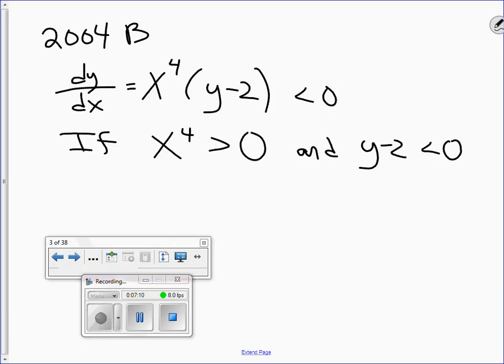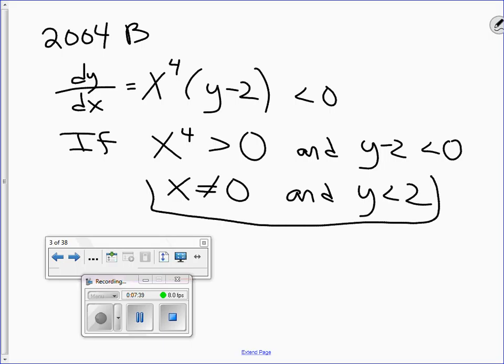The only way a product can be negative in this case is if this factor is positive and that's negative. Tell me about what numbers, if you raise them to the fourth, will give you a positive number. Everything except 0. So x can't be 0, and then x to the fourth will be positive. And for what values of y will y minus 2 be negative? So that's what they were looking for there: all the points where the x coordinate's not 0 and the y coordinate's less than 2.